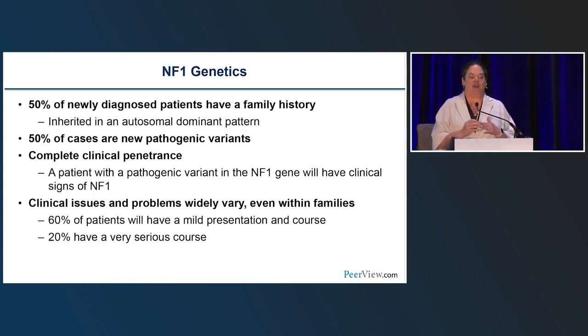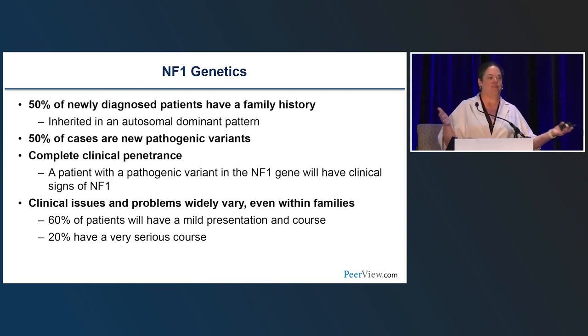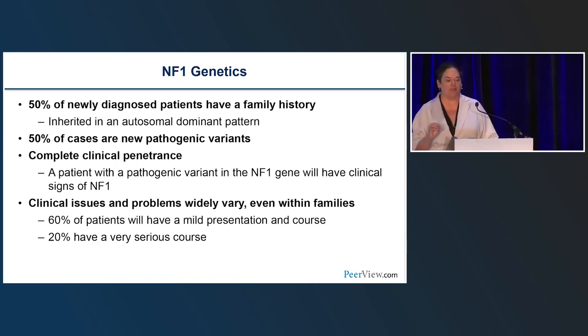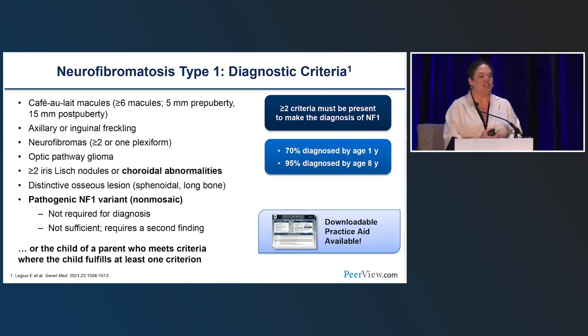As for the genetics of NF1, about half are newly diagnosed, half have a family history, and this is inherited in an autosomal dominant pattern, but it does have complete penetrance. I mean that a patient who has a pathologic variant in NF1 will have clinical signs of NF1. It's not skipping generations. What's made it quite difficult is that clinical variation is very wide even within families. About half of patients will have a pretty mild course, but a very significant percentage will have one that's much more difficult. So the diagnostic criteria were adjusted in 2021, and I've outlined them here.